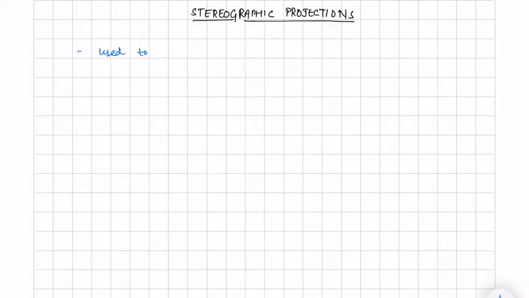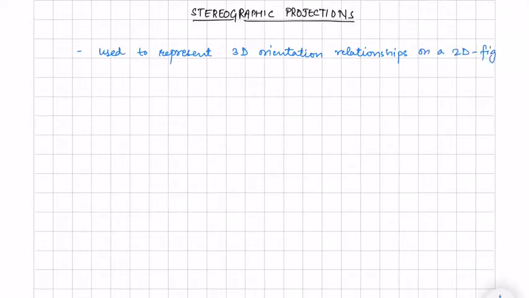So they are used to represent 3D orientation relationships on a 2D figure. So this makes the visualization of 3D orientations very easy. So it helps to visualize various crystallographic features.